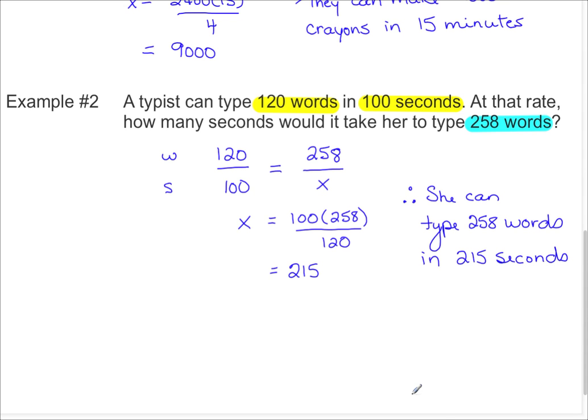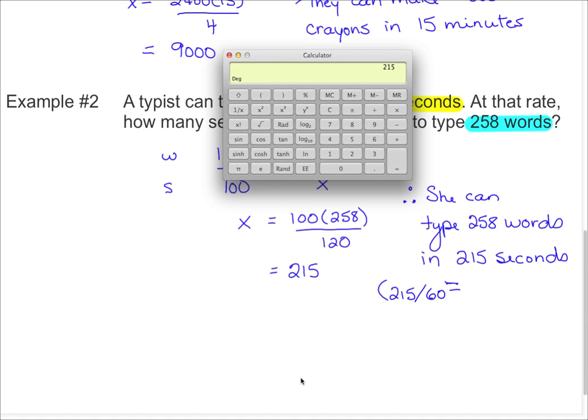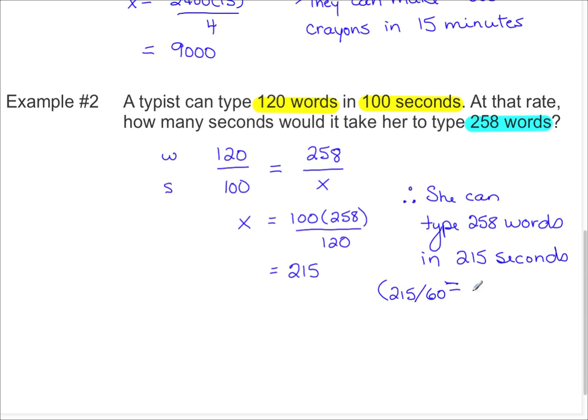Any idea? Do you know how many seconds are in a minute? There's 60 seconds in a minute. So if I want to find out what that is in minutes, I have to divide it by 60. So 215 divided by 60. The slash means divide, by the way. This didn't ask us to do it in minutes. It asked us in seconds, but I'm just curious. Divided by 60, 3.58. So about 3.6 minutes. Just out of curiosity.